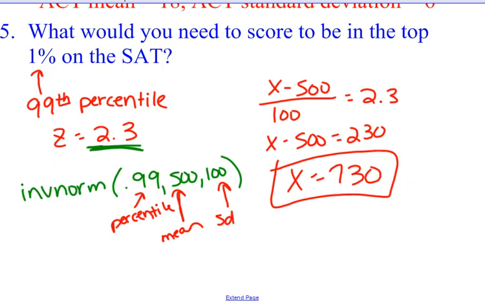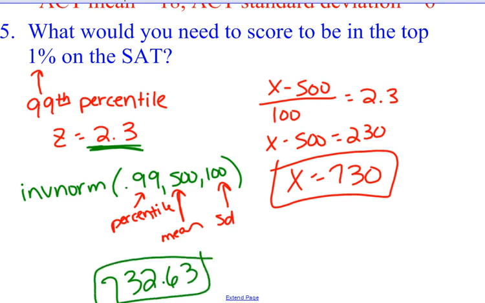So back in my notes, I have 732.63. This is the score that would be the 99th percentile. So were we close with our estimate of 730? It's close, but if you want an exact number, that's what we would have come up with.